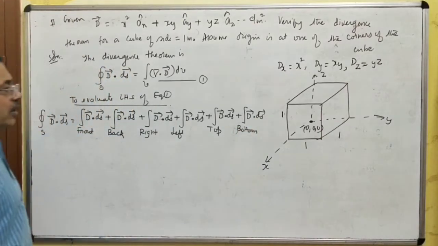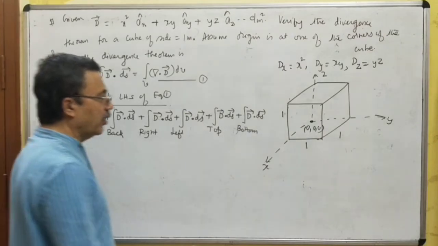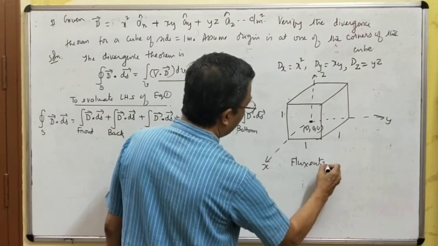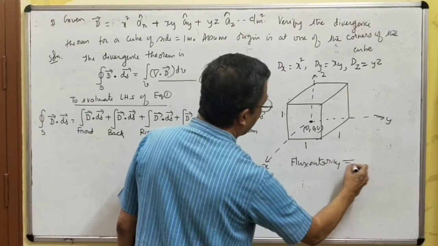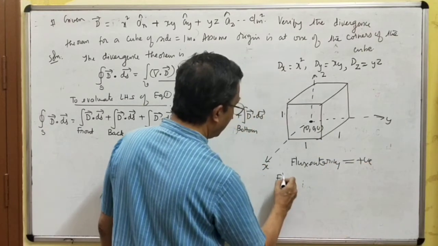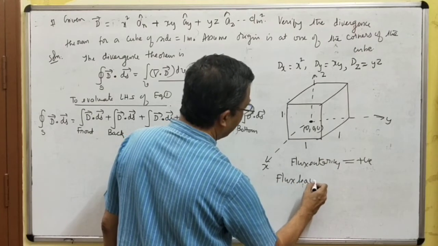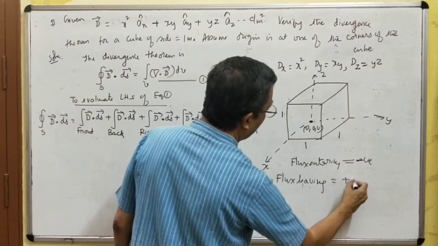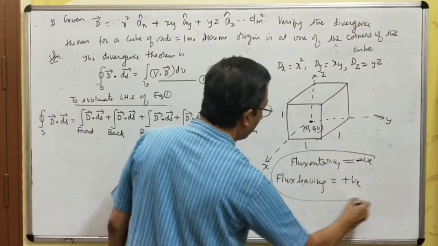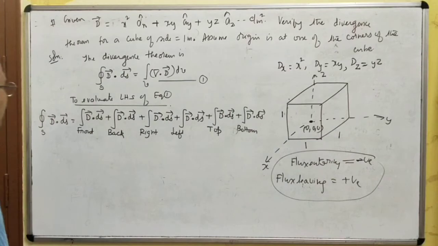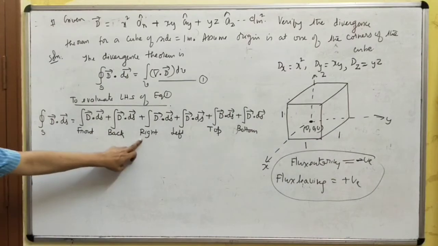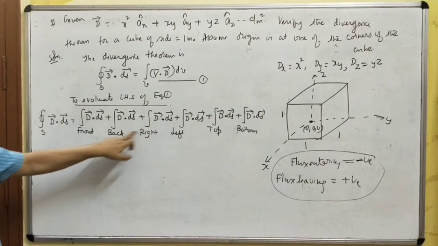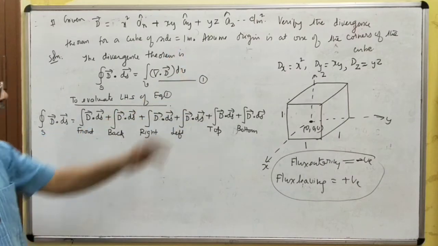Convention is flux leaving is positive, flux entering is negative. This is the convention we are going to adopt while solving the problem. At the front face, right face and top face, flux is leaving. At the back face, left face and bottom face, flux is entering.